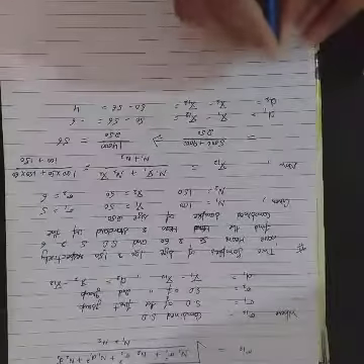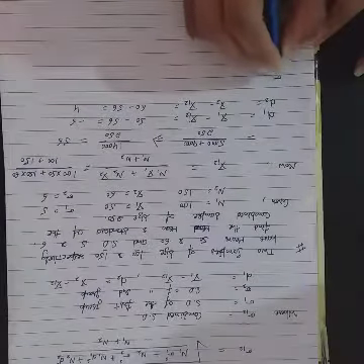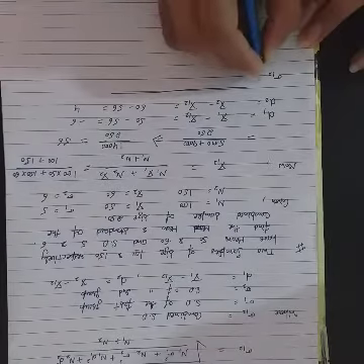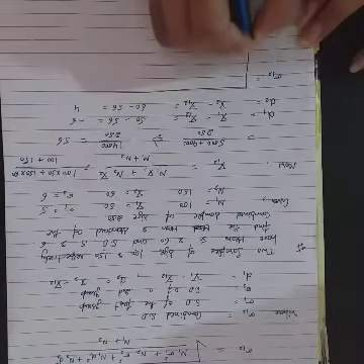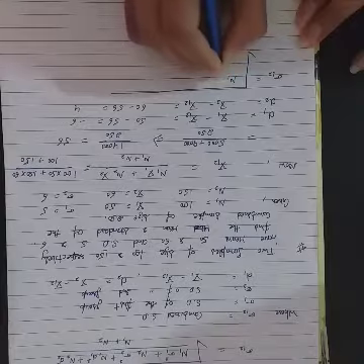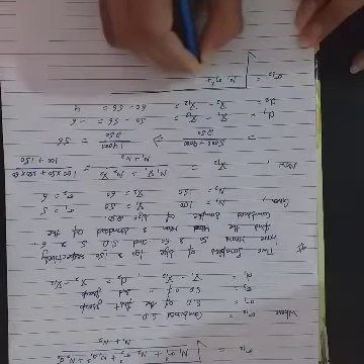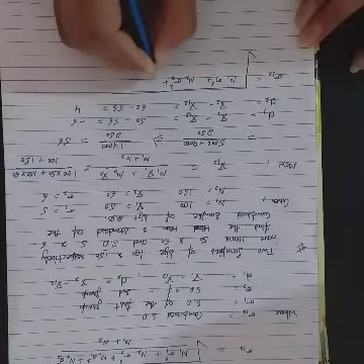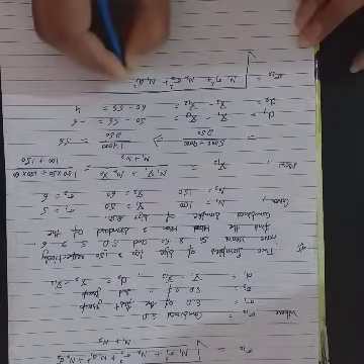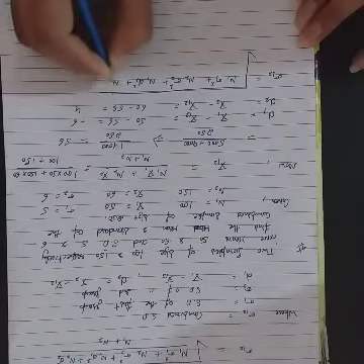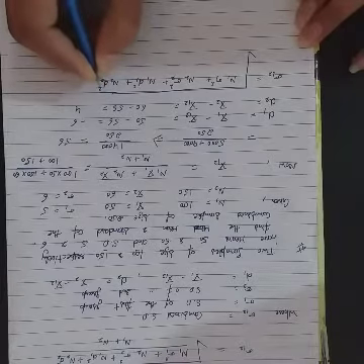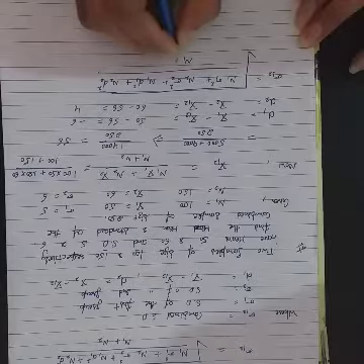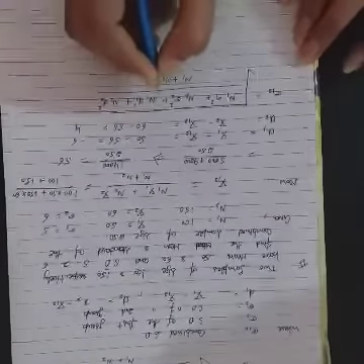Now we will find out the combined standard deviation of two groups. N1 standard deviation 1 square plus N2 standard deviation 2 square plus N1 D1 square plus N2 D2 square over N1 plus N2.